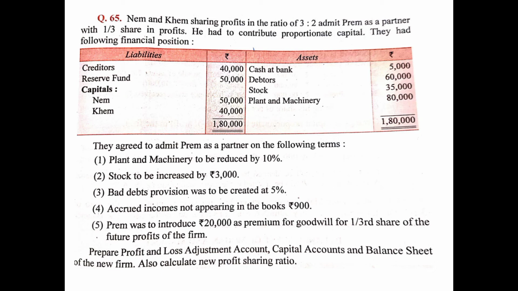And you also have to calculate the new profit sharing ratio. In this case, since no information about the sacrifice is given, while calculating new PSR, we will assume the share to be 1, and after giving 1/3 of 1 to Prem, the remaining share, that is 2/3, will be distributed among the old partners in 3:2 to make it the new PSR. Let us have a look at its solution. I have already explained the question. Now let us see the solution.